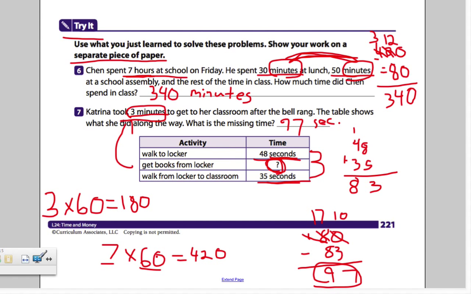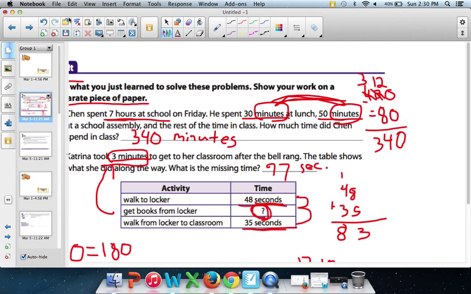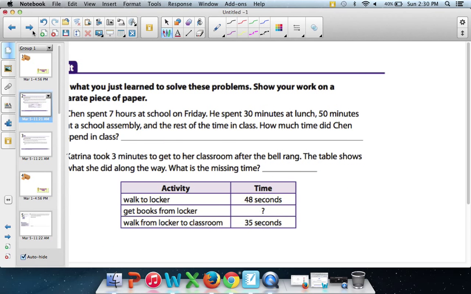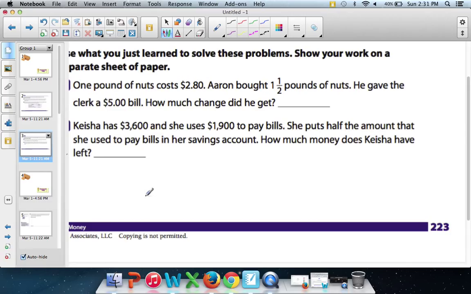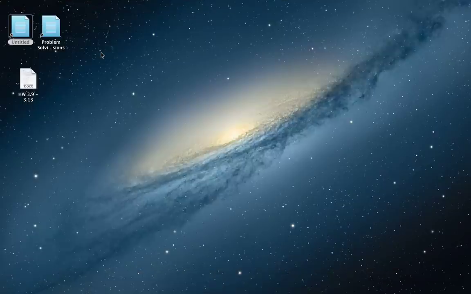Alright, those are 2 problems from 221 done, but we've got 2 more to go. Turn to page 223. You don't have to do all of 223. I just want you to do the try it section.